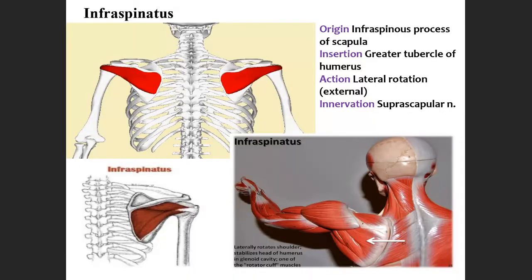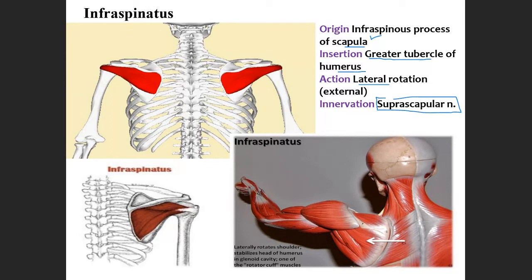The next one, which is the I, is the infraspinatus. And the infraspinatus originates in that infraspinatus fossa of the scapula, and it's also going to insert in that greater tubercle. The action on this is called lateral rotation of the shoulder. So what is lateral rotation? It would be like an action of scratching the back of your head in this manner, lateral rotation, okay? The innervation is also the suprascapular nerve.